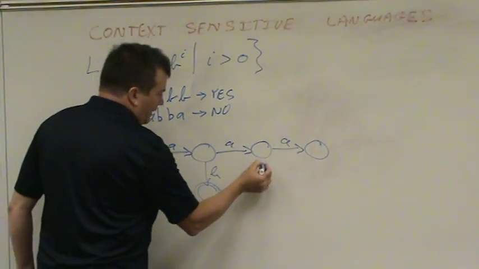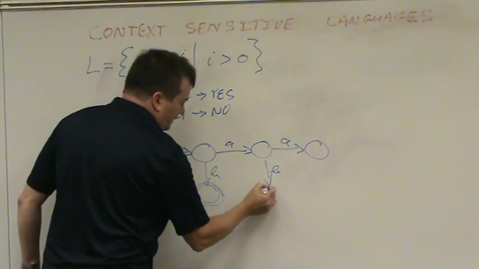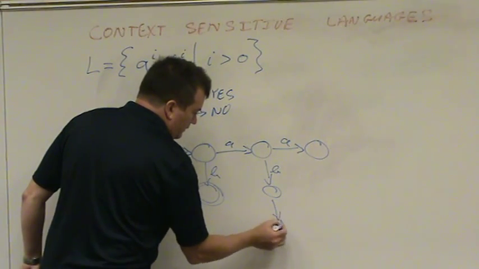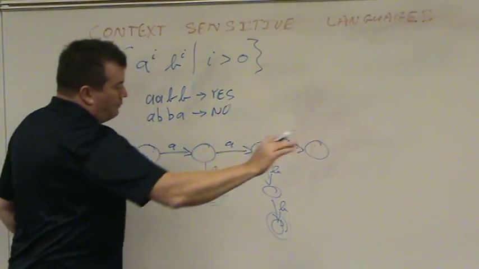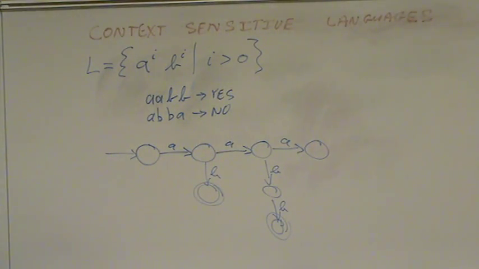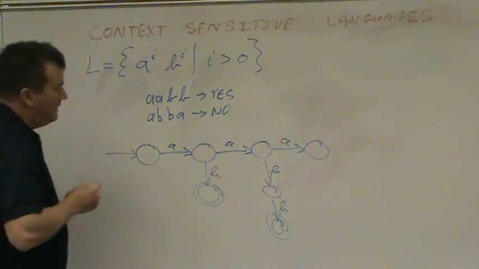If we read two A's, then we have to read exactly two B's, and this becomes a yes state. And do this forever, but this is going to be an infinitely many number of states, not a finite number.